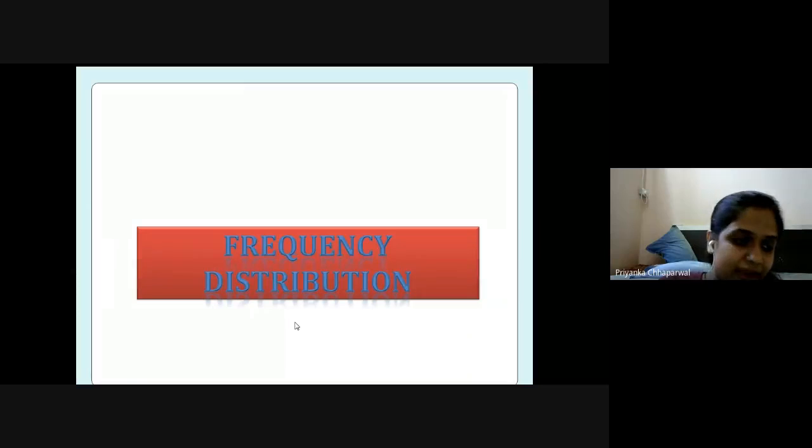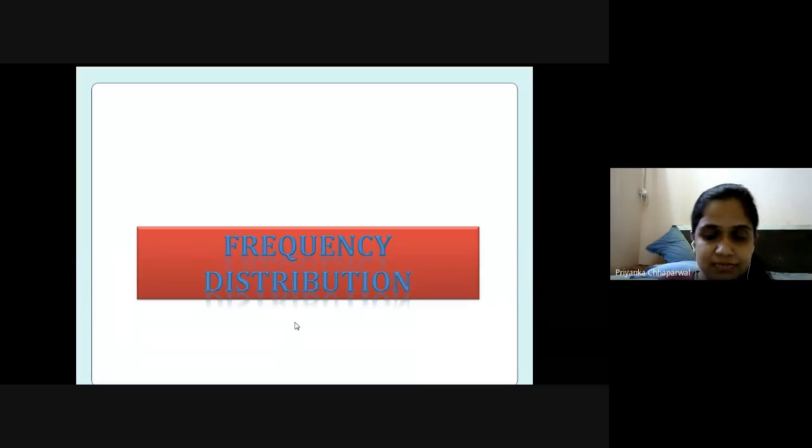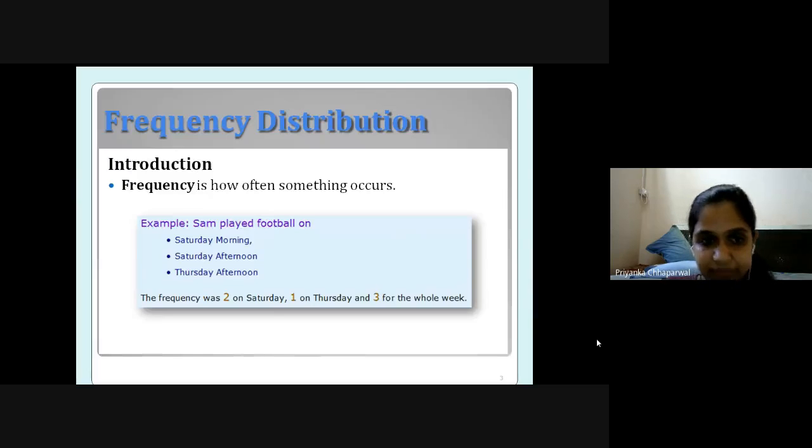First of all, we have to understand what frequency is. By name, I think we can understand what frequency means. The number of times a varied value is repeated is known as the frequency. What is frequency? The number of times a varied value is repeated. Means any variable you have, how many times it is repeating, it is known as the frequency. Frequency is how often something is uttered.